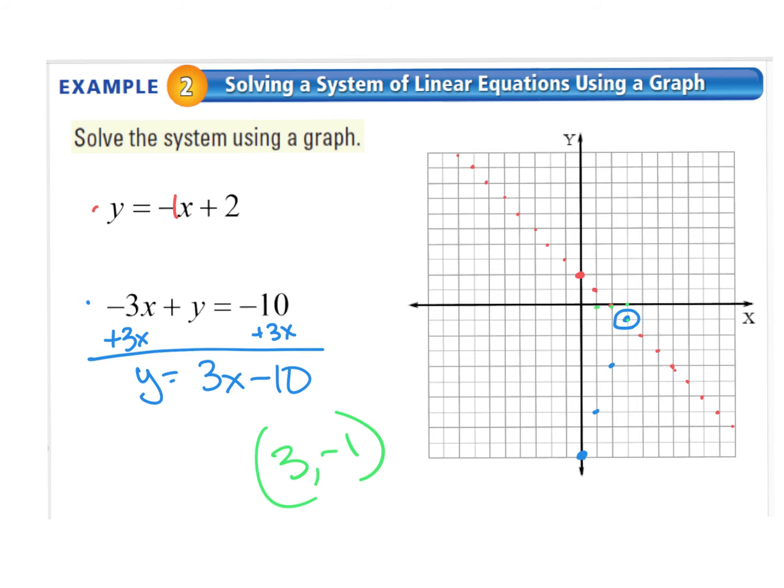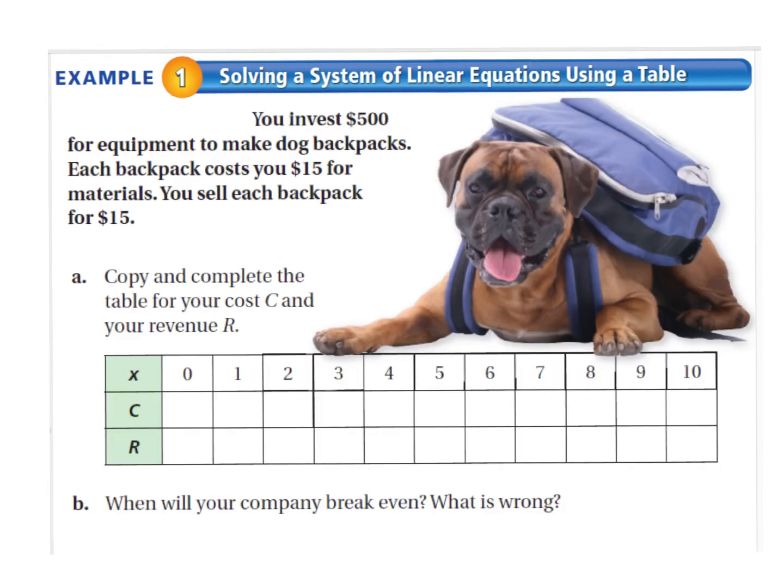Graph your two lines and tell me where they cross. However, it can't always be that easy, so let's talk about this situation. You invest $500 for equipment to make dog backpacks. Each backpack costs you $15 for materials, and you sell each backpack for $15. We're going to do the same thing as before. We're going to figure out our equations. So for cost, y equals, let's see, 15x plus the $500 we started with. Our income, we're selling them for $15 a piece, so 15x. And again, we didn't start with anything.